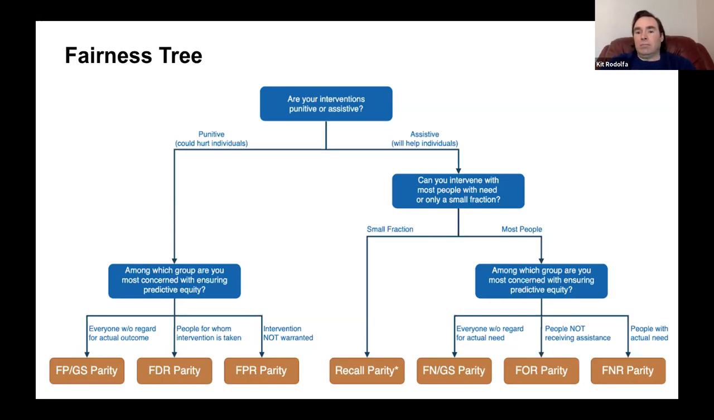You don't necessarily have the counterfactual unless you've set things up to measure that explicitly. But in a lot of our problems, when we talk to stakeholders, we end up there, because it reflects, among people with need, what fraction we intervene on. How fairly are we distributing our interventions relative to need? Depending on the size of the program, we sometimes focus on either false negative rate parity or recall parity, which move together. Recall puts it in more positive terms, what fraction of people with need did we intervene on? False negative rate puts it in more error-focused terms, what fraction of them did we miss?